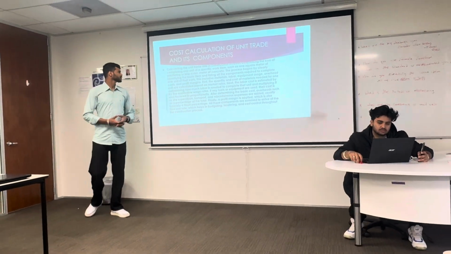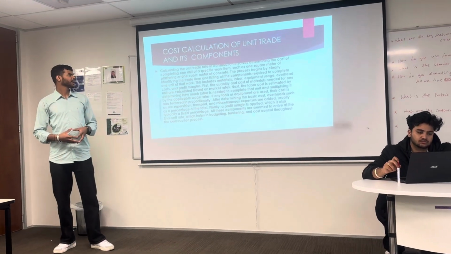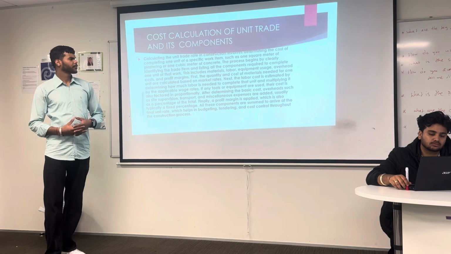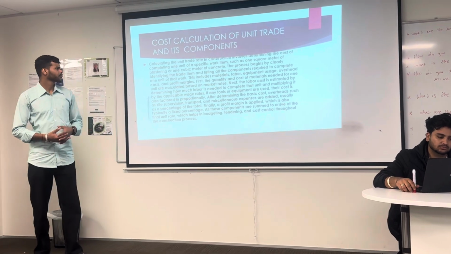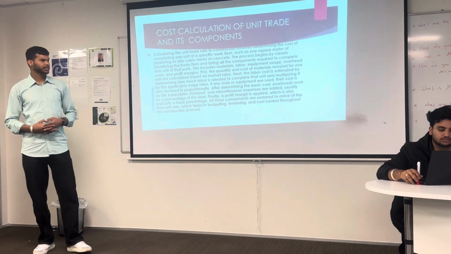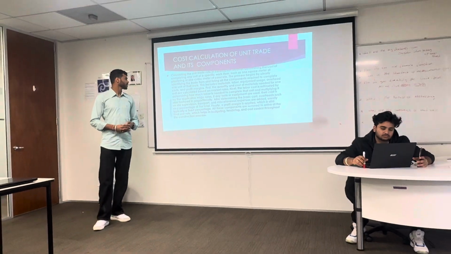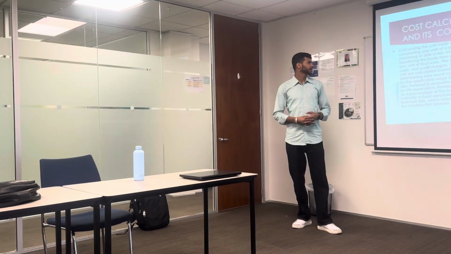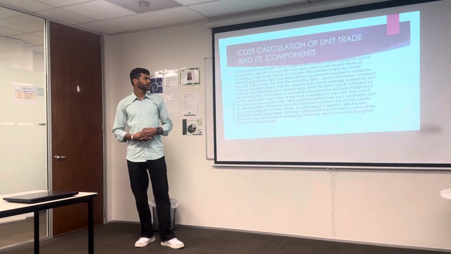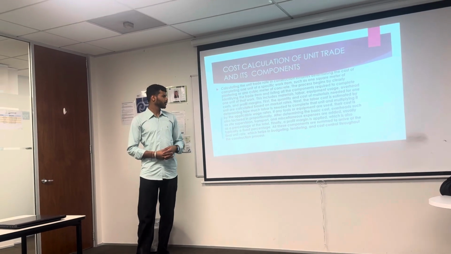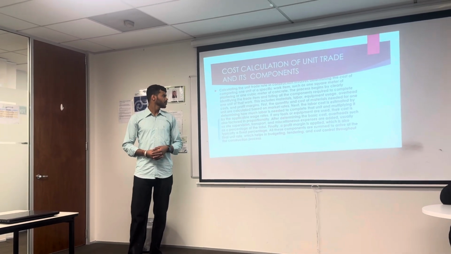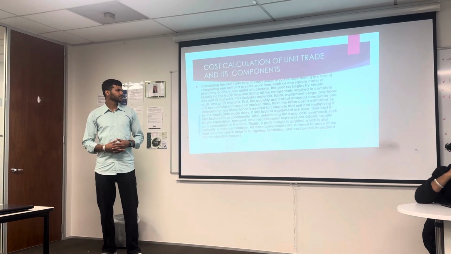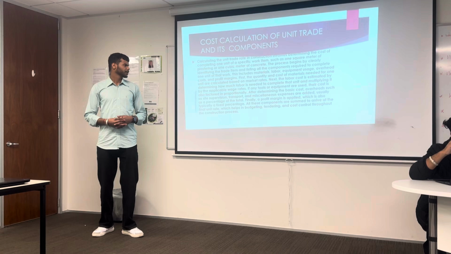So the seventh one is cost calculating of unit rate and its components. Calculating the unit rate in construction involves determining the cost of completing 1 unit of a specific work item, such as 1 square meter of plastering or 1 cubic meter of concrete. This process begins by clearly identifying the trade item and listing the components required to complete 1 unit of that work. This includes material, labor, equipment usage, overhead cost, and profit margins.